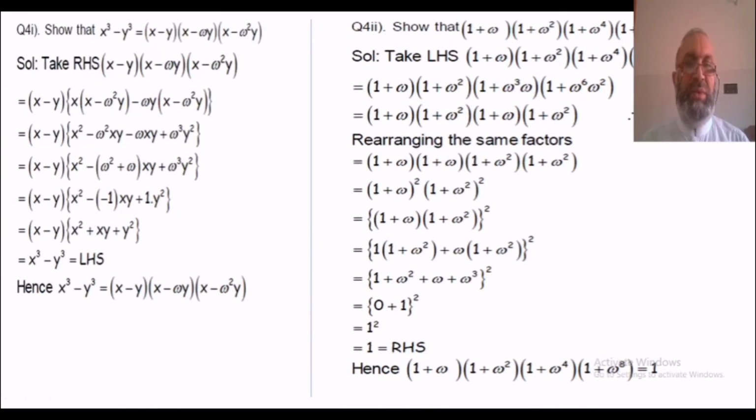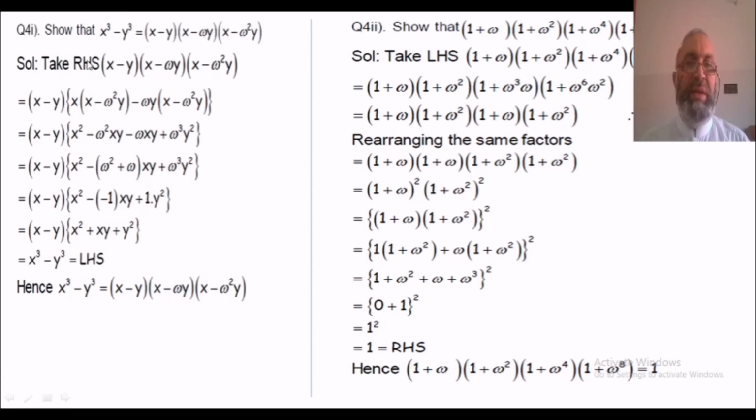Now come to question 4, part first. Show that x cube minus y cube is equal to x minus y into x minus omega y into x minus omega square y. So from the right side, if we multiply the right side, we get the formula x cube minus y cube.